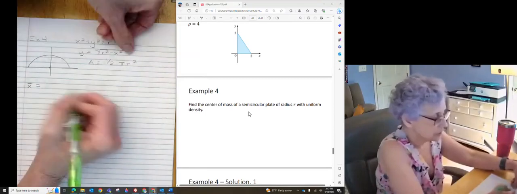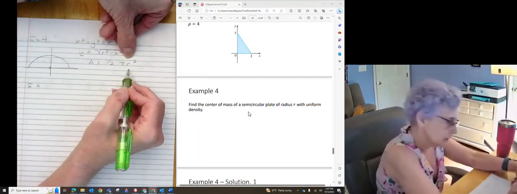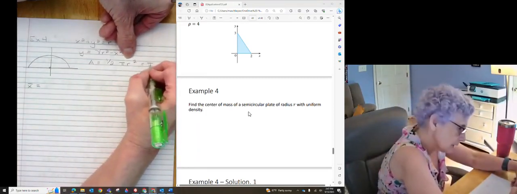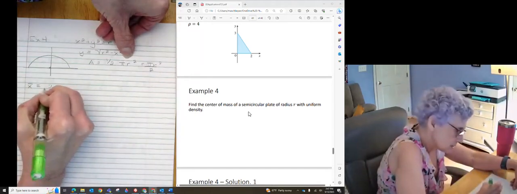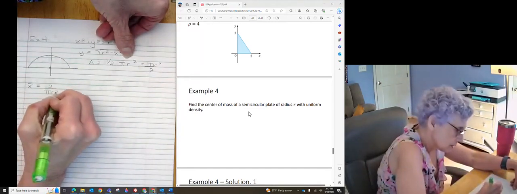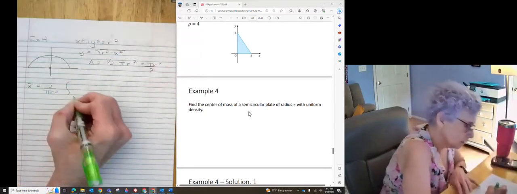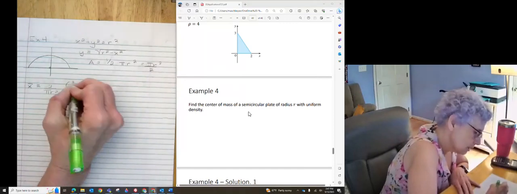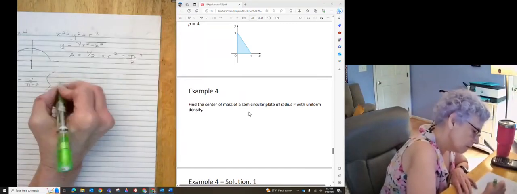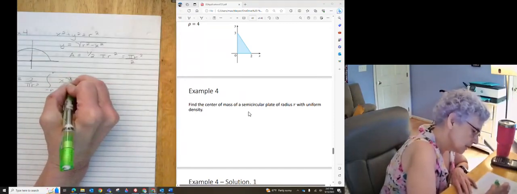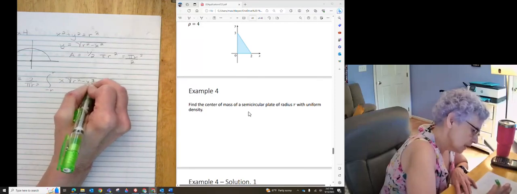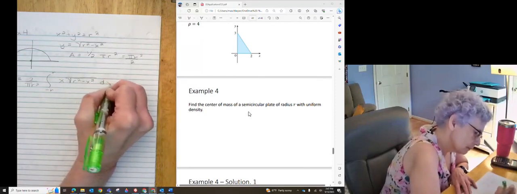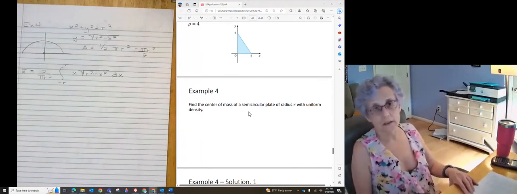x bar is equal to 1 over A. Well, this is pi r squared over 2, so I'm going to write this as 2 over pi r squared, integral from negative r to r of x times the square root of r squared minus x squared dx.